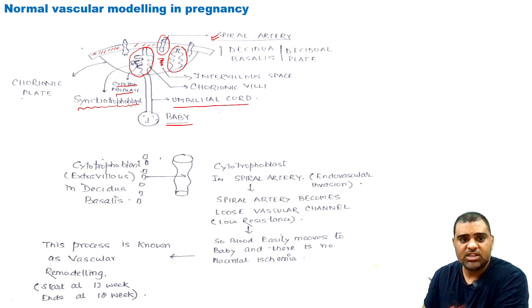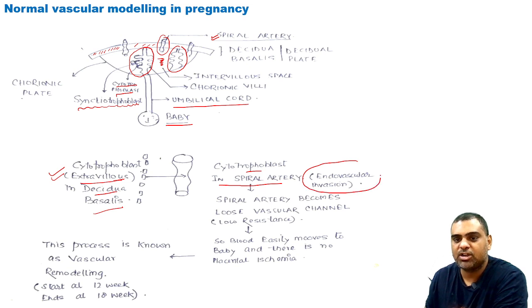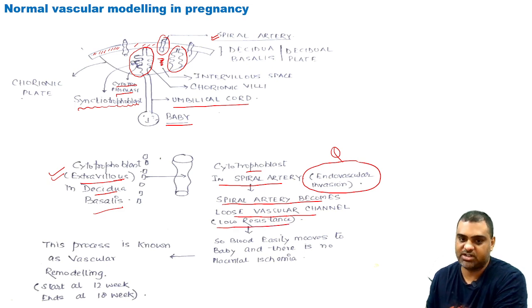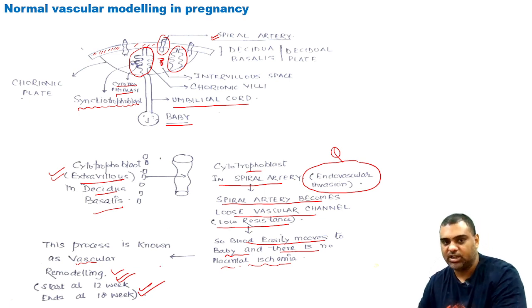So what happens is that the cytotrophoblast goes into the extravillous space, that is, into the decidua basalis. Then cytotrophoblast goes into the spiral artery. This is known as endovascular invasion. Then the spiral artery becomes a loose vascular channel, that is, a low resistance channel. So blood easily moves to the baby and there is no placental ischemia. This process is known as vascular remodeling. It starts at the 12th week and ends at the 18th week. So I've explained this diagram completely.